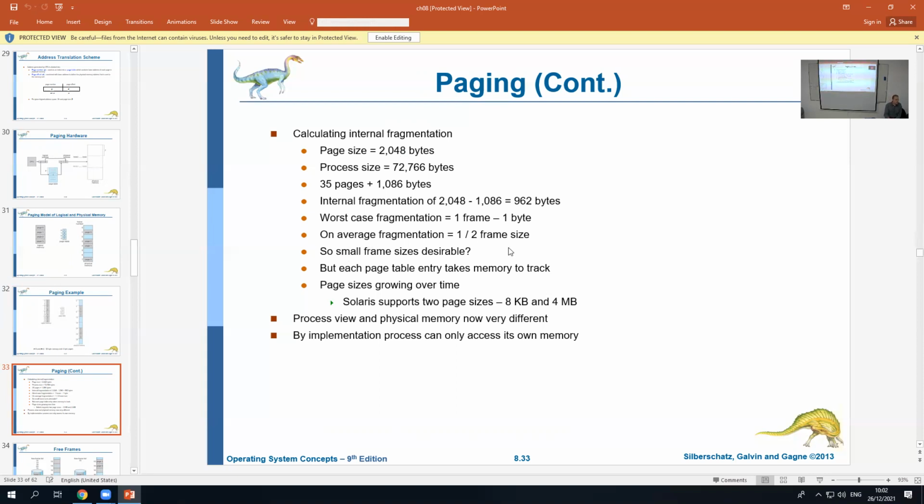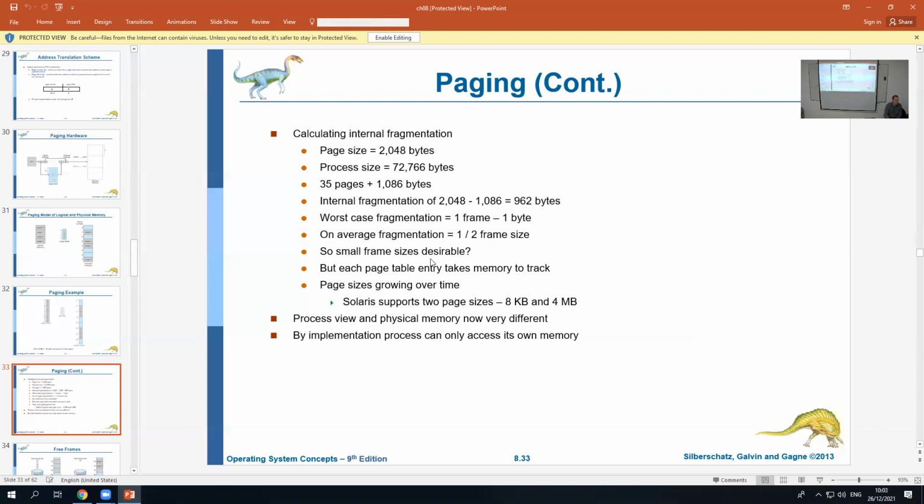On average, fragmentation equals 1/2 the frame size. Well, that makes sense, right? If it's always a random number, everyone sees that it'll be half. Sometimes you'll have 1 byte of fragmentation, sometimes you'll have almost the whole thing. So if you average all the possible cases, it'll be half. There's the average case of 50% used and 50% not used.